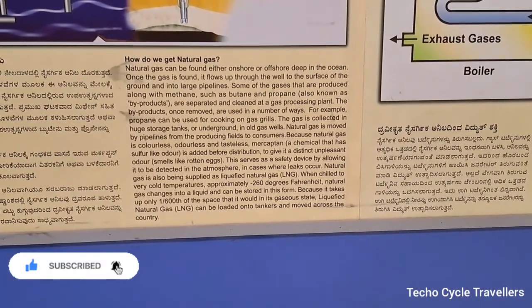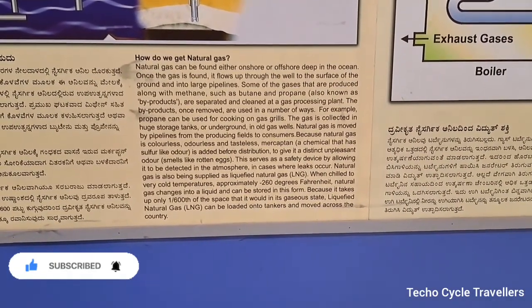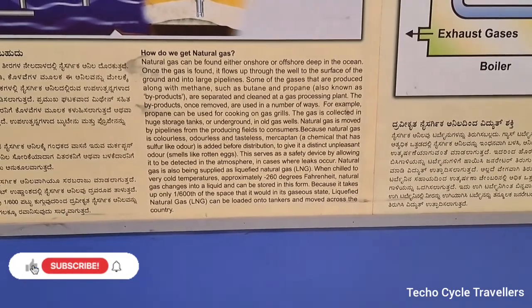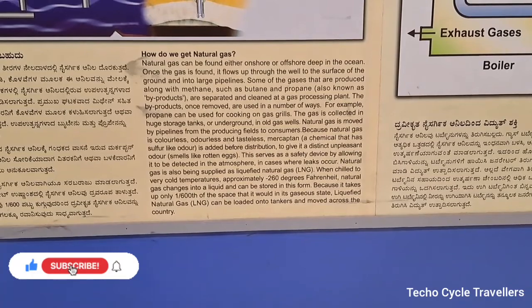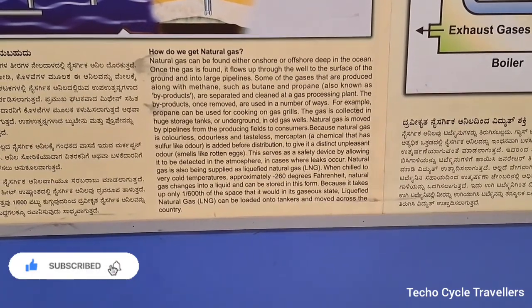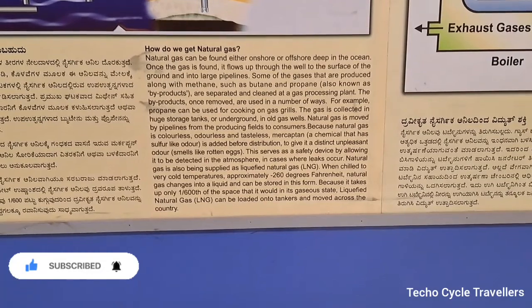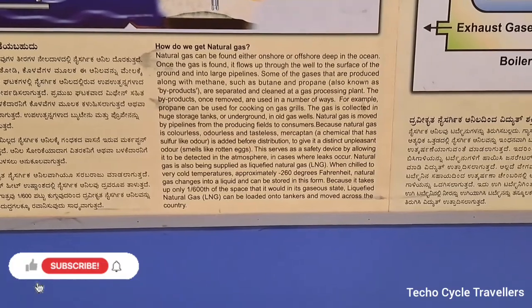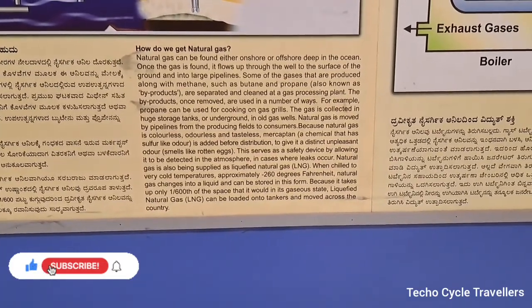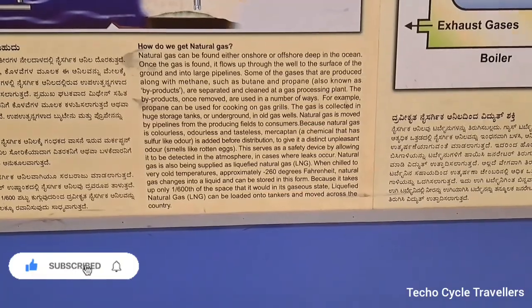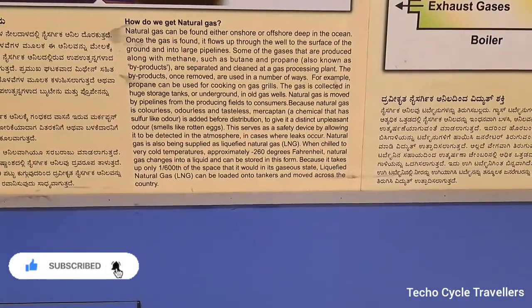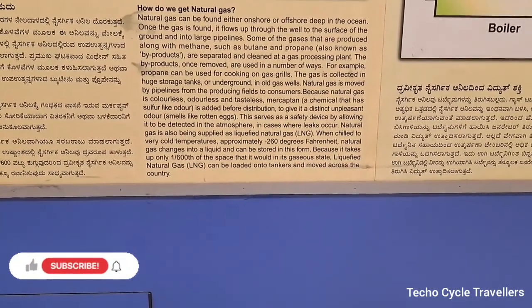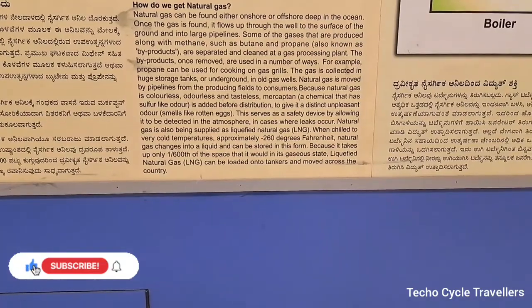Natural gas is moved by pipelines from the producing fields to consumers. Because natural gas is colorless, odorless and tasteless, mercaptan, a chemical with a sulfur-like odor, is added before distribution to give it a distinct unpleasant odor. It smells like rotten eggs. This serves as a safety device by allowing leaks to be detected in the atmosphere in case they occur.